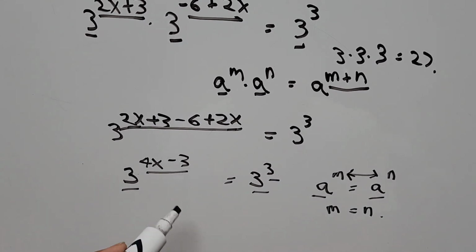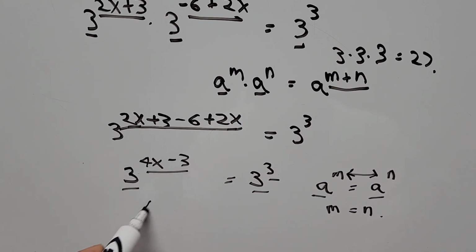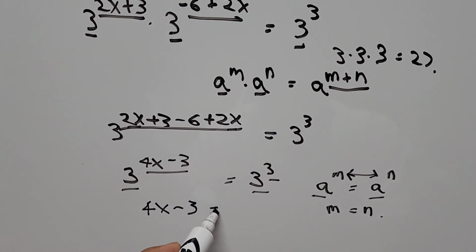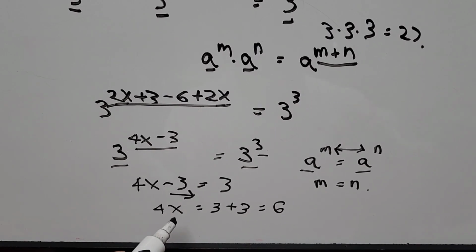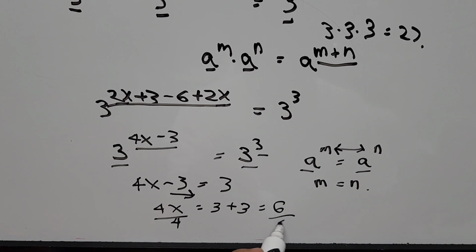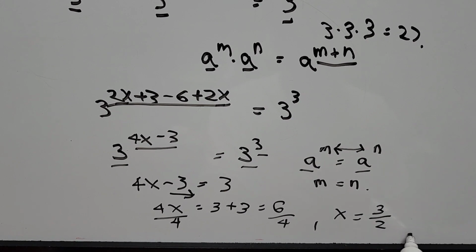So in this sense, going back to our equation, we have m here is 4x minus 3 and n is 3. So we have 4x minus 3 equals 3. Solving for x, putting negative 3 to the right, so we have 4x equals 3 plus 3. This is equal to 6. Solving for x, this divided by 4, so we have x is equal to 6 divided by 4. Dividing both numerator and denominator by 2, that will be 3/2. So this will be our answer.